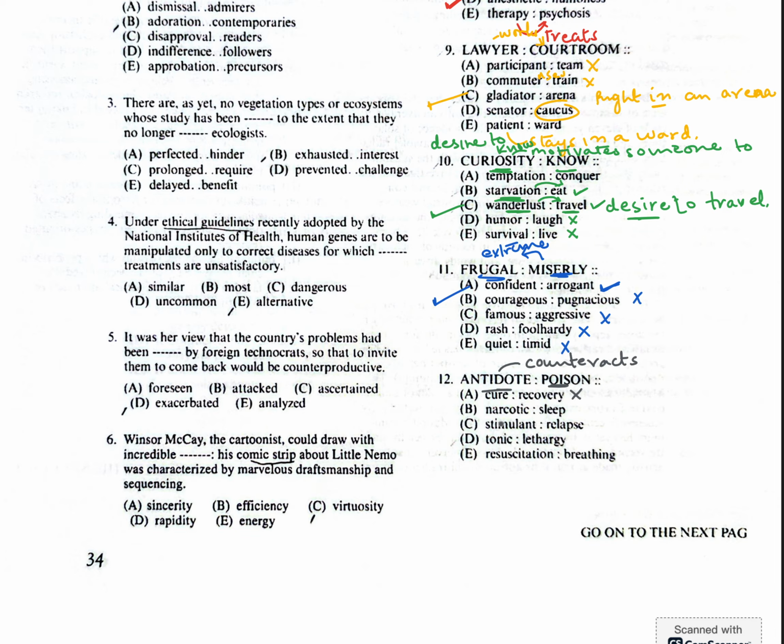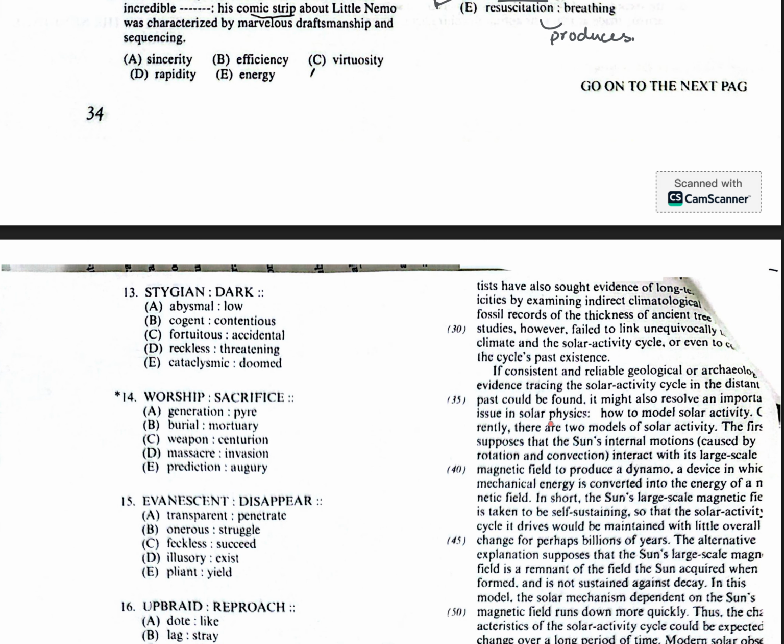Narcotic and sleep. So narcotic causes sleep. No. Stimulate and relapse. These are two opposite words. If I have a look at resuscitation and breathing, so resuscitation produces breathing, right? Whereas we are looking for a word that has to be counteractive to the second one. So yes, tonic is the answer, because a tonic does counteract lethargy, right? So it has the same meaning. Tonic counteracts lethargy. So D is the answer to the 12th one, right?